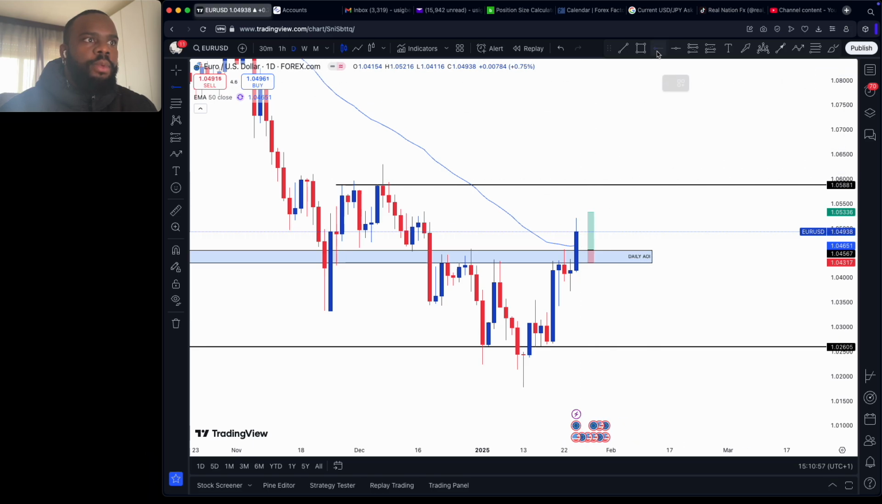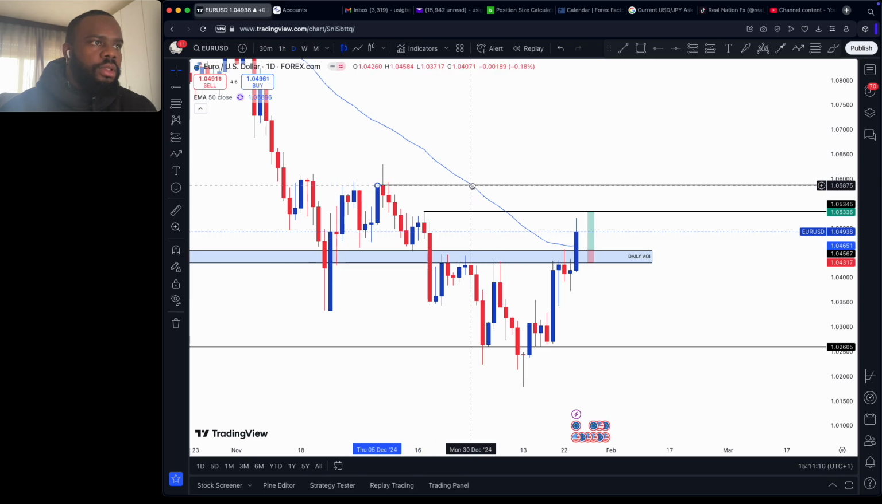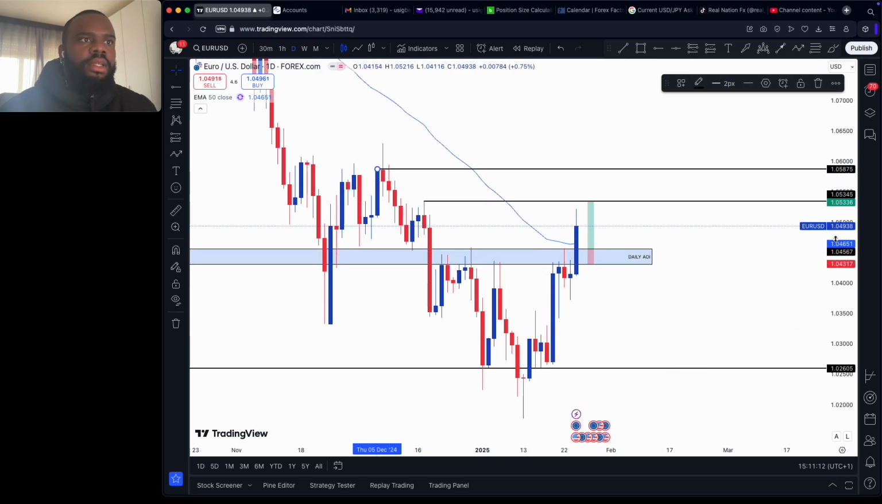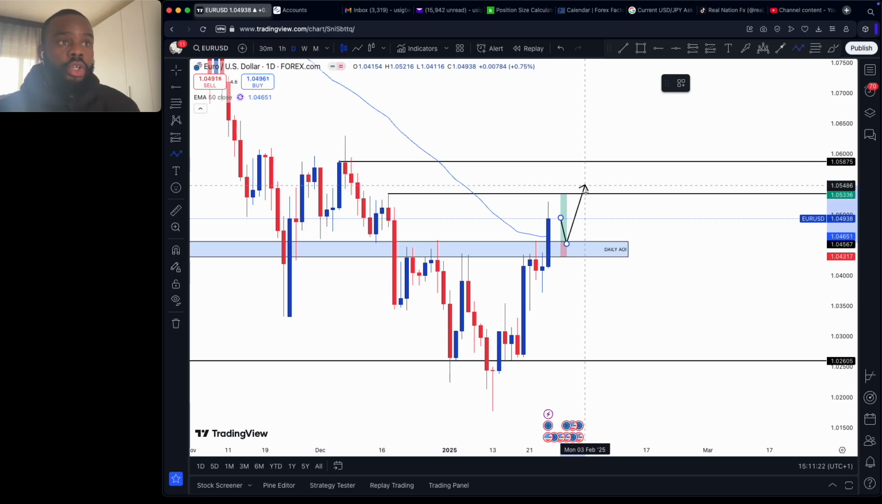If I'm able to get in on this trade, my first target is going to be here, this swing point where price returned the last time. Then the second target overall is going to be this zone over here. That is for Euro USD. It's very easy. Wait for a pullback, wait for your entry signal, entry pattern, to take the trade to the upside. That is for Euro USD.